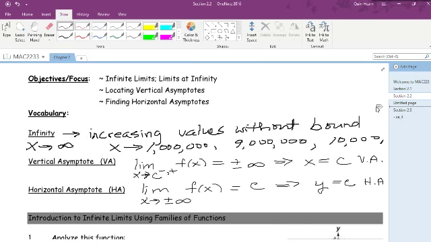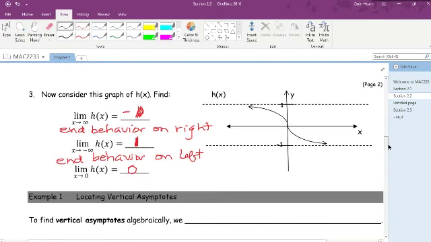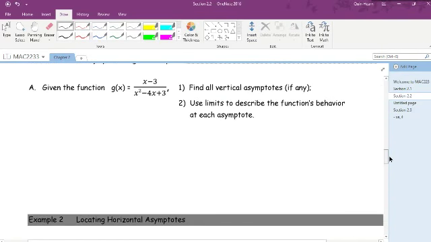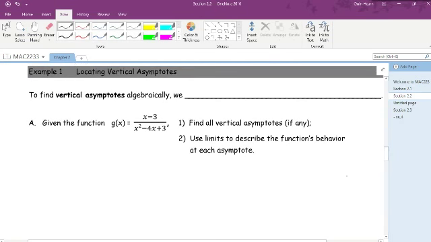Now let's talk about, given the equation of a function, how do you find horizontal and vertical asymptotes? By the way, I'm going to be posting the link to these filled in notes in your D2L classroom, so you'll be able to look at these at any time you want. All right, so example 1, to find vertical asymptotes algebraically.